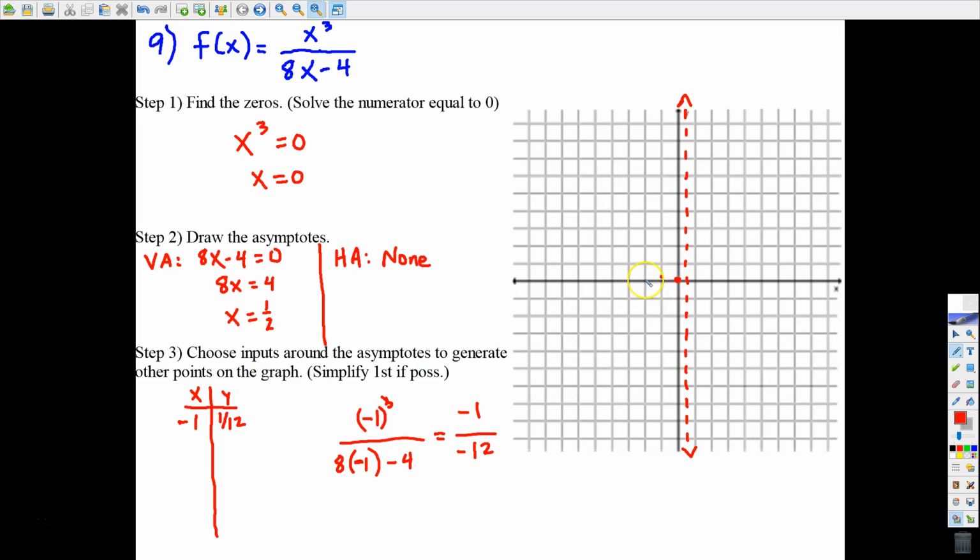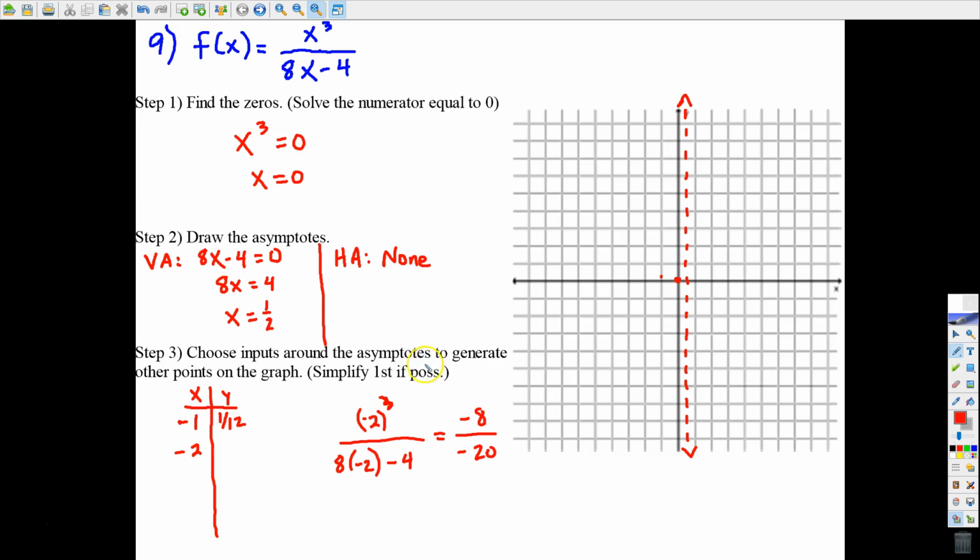Okay, well, let's try -2, just to get a feel for where this graph is going as we choose numbers where x approaches -infinity. Alright, so for -2, basically do the same thing. I'll just erase and replace. So -2 cubed, 8 times -2. -2 cubed is -8. And down here we get -16 minus 4, which is -20.